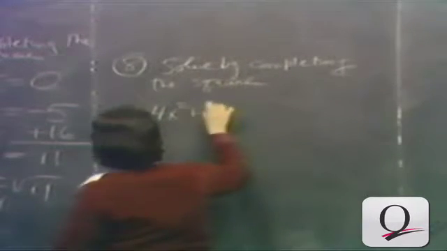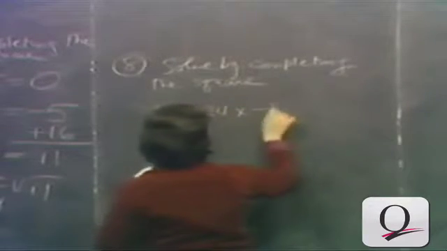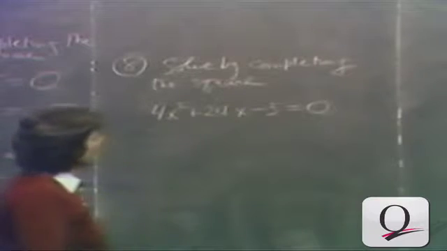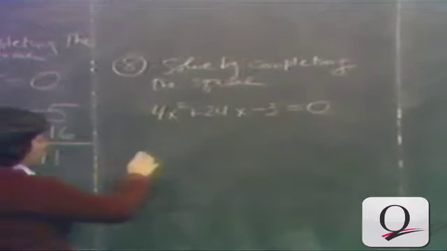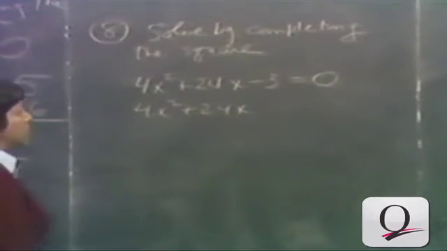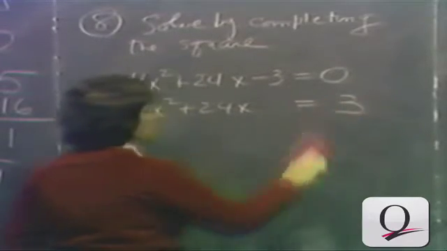4x squared plus 24x minus 3 equals 0. Okay, this particular problem cannot be solved by factoring. We're going to do it by completing the square. The same way that we did last time, we're going to first get the constant over to the other side. In this case, we add 3 to both sides, giving us this.